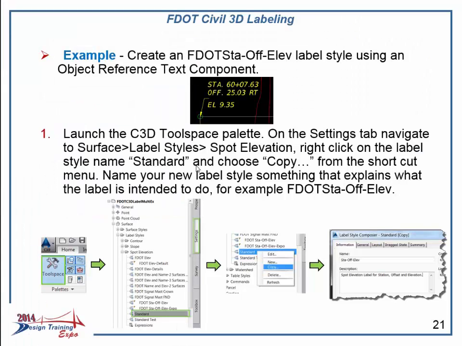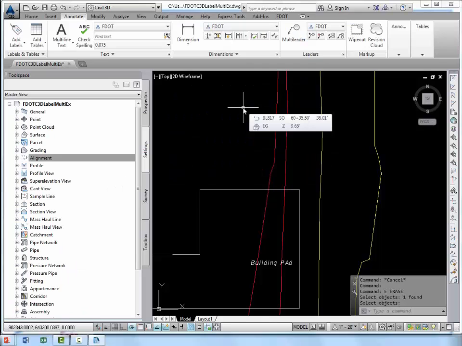In our final demonstration, we're going to create an FDOT station offset elevation label style using what's known as an object reference text component. As you can see here in the screen grab, we are referencing an alignment and labeling a point in our drawing, displaying the station with station text with offset text, and elevation with elevation text. So in our label that we're about to compose, we're using station offset from an alignment where we're also using elevation based off of a surface.